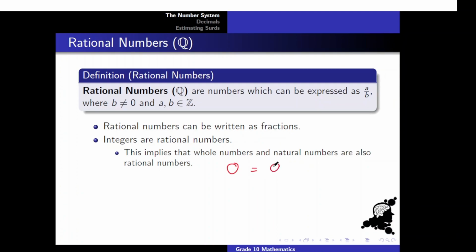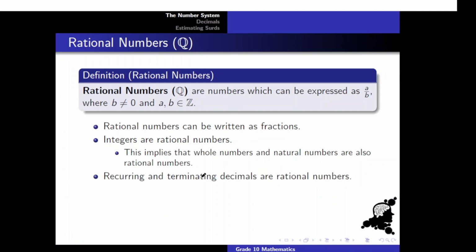I can say 0 divided by anything. For example, 0 divided by 3 will give me 0. 0 divided by 12 still gives me 0. So as long as my numerator is 0, I will always get an answer of 0. By the way, my numerators in this case are all integers, and my denominators are all integers. Therefore, these fractions that I've written here are examples of rational numbers.